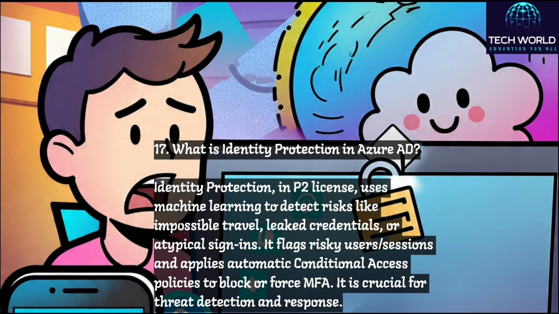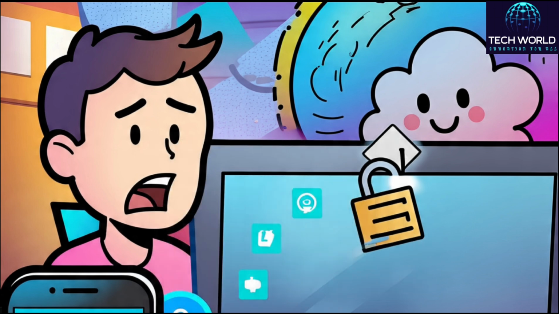17. What is Identity Protection in Azure AD? Identity Protection, in the P2 license, uses machine learning to detect risks like impossible travel, leaked credentials, or atypical sign-ins. It flags risky user sessions and applies automatic conditional access policies to block or force MFA. It is crucial for threat detection and response.